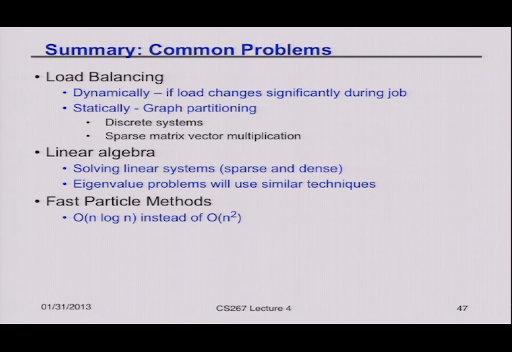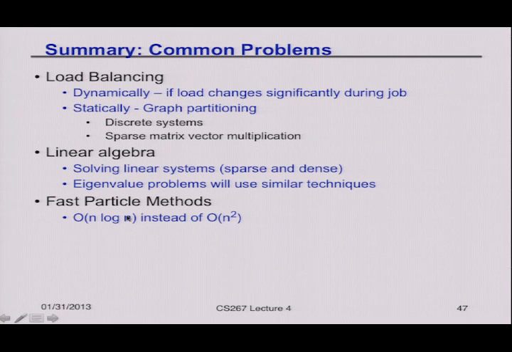Okay, so just to summarize the common problems that we've seen so far. So there's load balancing. And so I talked about that in the context of graph partitioning, where you have a fixed matrix, so you can spend your time solving the graph partitioning problem and just do it right once and for all. But I also mentioned that there's this dynamic problem. So if you're doing particles and they're moving around and they sort of all move from one cluster over here and they cluster in a different processor, you may have to change the load balance from time to time. And that's just a trade-off. Linear algebra came up in all sorts of examples, both dense and sparse, solving linear systems and eigenvalue problems.